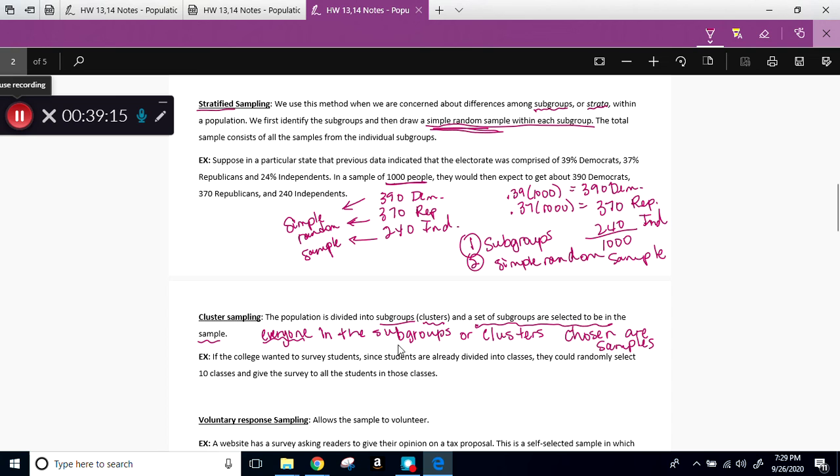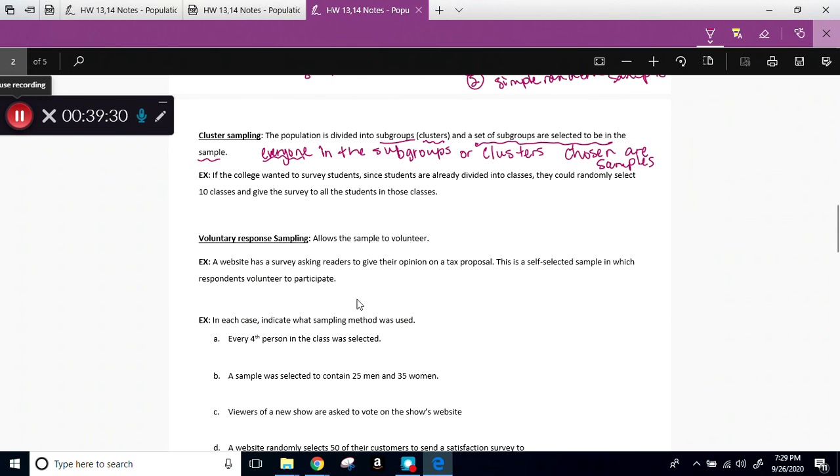Okay, we're here. What they're doing is dividing them into subgroups. Maybe there's 8 of them. And they're saying, out of that, I'm going to pick 3, and then I'm going to sample everybody in those 3. So that would be like I sampled everybody in my 3 classes, rather than doing a simple random sample within the classes. I'm going to do everybody. So that's cluster sampling. If the college wanted to survey students, since students are already divided into classes, the classes are the subgroups, or the clusters.